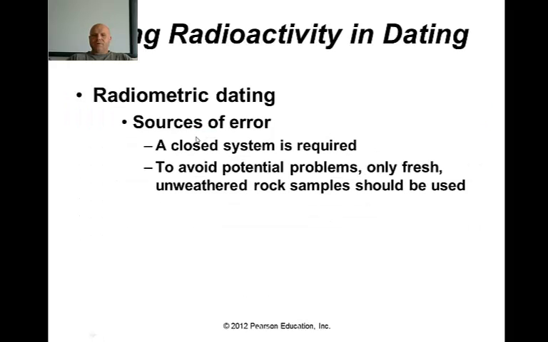All right, radiometric dating. Let's look at some sources of error when we do this, though, so it's not always completely perfect, and we want to account for that. It has to be a closed system; that's required. And to avoid potential problems with that, we want only fresh, unweathered rock samples. If it's something that's been exposed, it changes how long it takes to decay, slowing or speeding it. That isn't a good number for us, so we can't really determine the age as well. So we want a closed system, something that hasn't been affected by the outside environment.